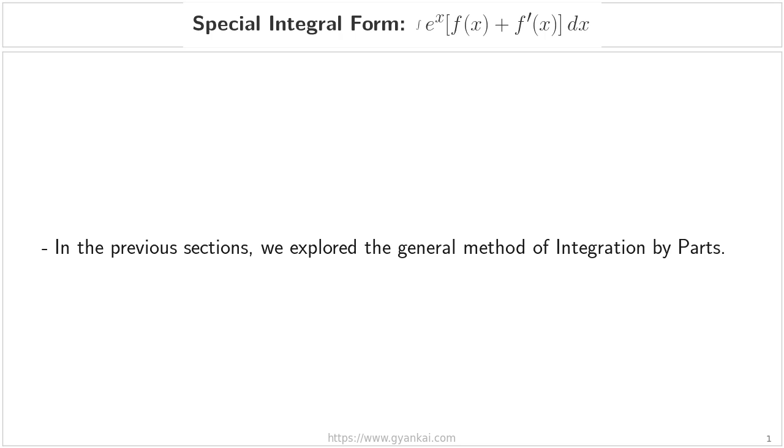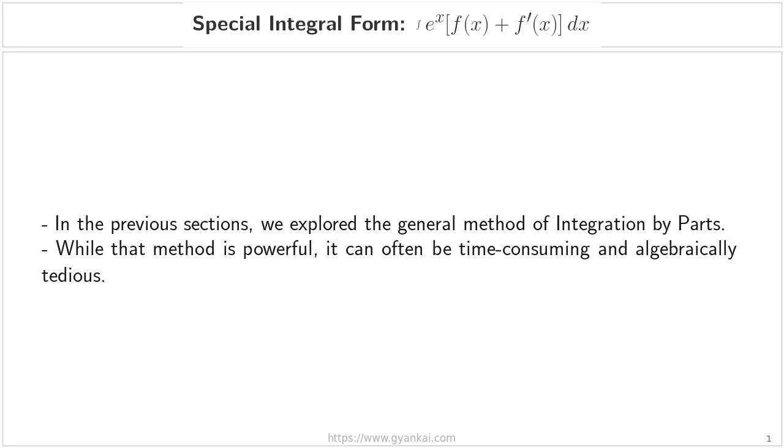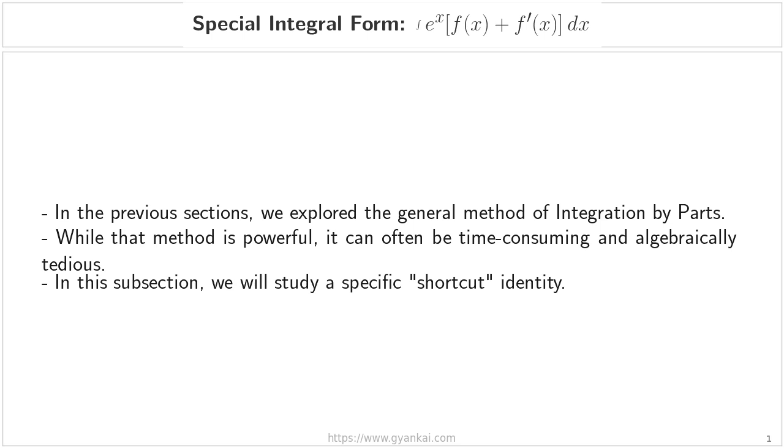Now, in the sections we've covered so far, you've learned about integration by parts, a very powerful method for tackling integrals. However, as you've probably noticed while practicing, integration by parts can sometimes be quite lengthy, involving several steps and potentially messy algebra. It's a solid method, but not always the most efficient. What we're going to look at now is a special case, a sort of shortcut identity that will allow us to solve certain integrals much faster. We're not abandoning integration by parts, it's still a valuable tool, but this will add to your toolkit.